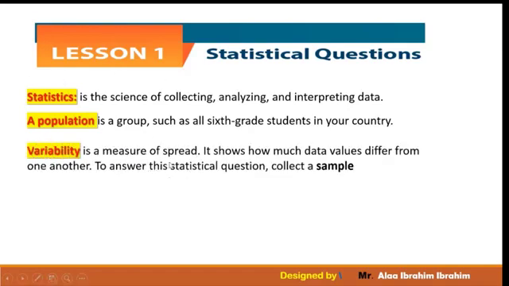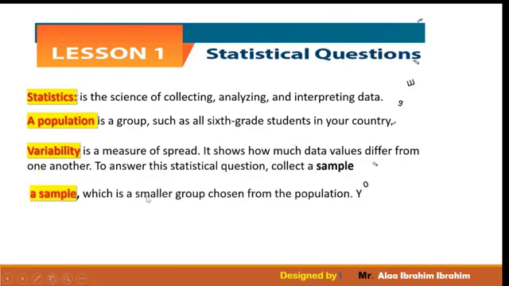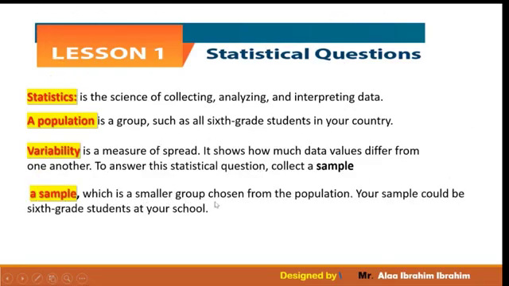Variability is a measure of spread, meaning the range. It shows how much data values differ from one another. To answer a statistical question, collect a sample. For dealing with variability, we have to collect a sample, like your class if you remember, or something from maybe your family, from your population. A sample is a small group, like I told you, chosen from a population. Your sample could be 6th grade students or your school.